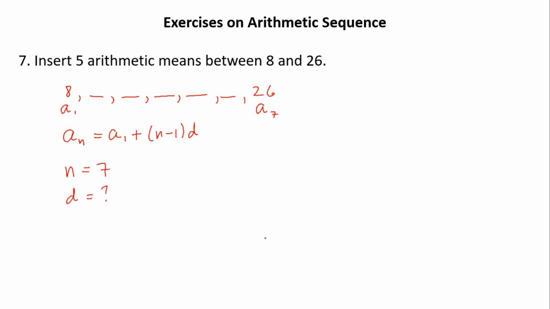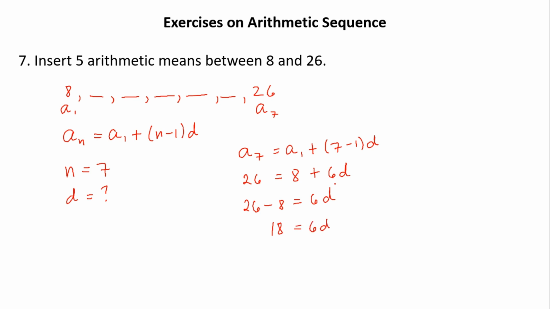Now let us substitute the known values. We know that a sub 7 is equal to a sub 1 plus 7 minus 1 times d. So a sub 7 is 26. A sub 1 is 8. This is 6d. And then rearranging, we have 26 minus 8 equals 6d. 26 minus 8, that's 18. So that's equal to 6d. Dividing both sides by 6, we get d equals 3. So the common difference is 3.